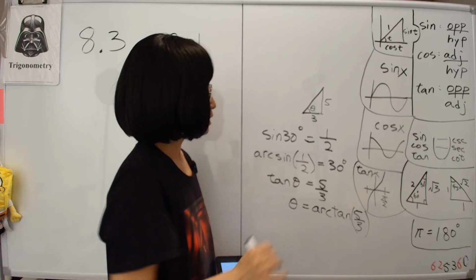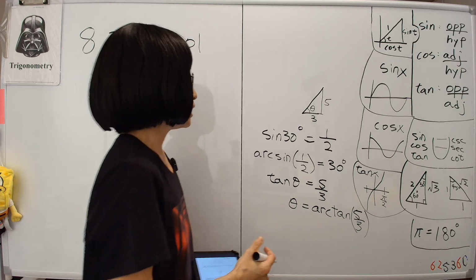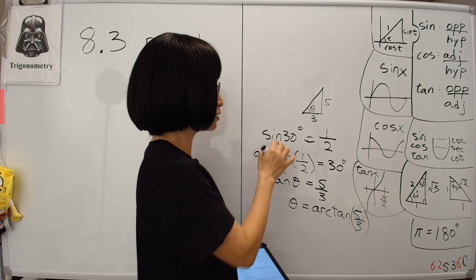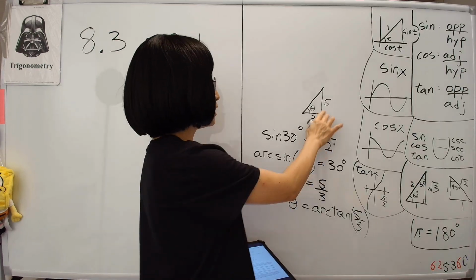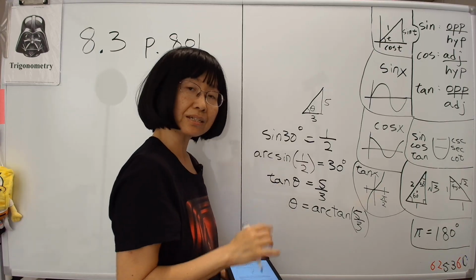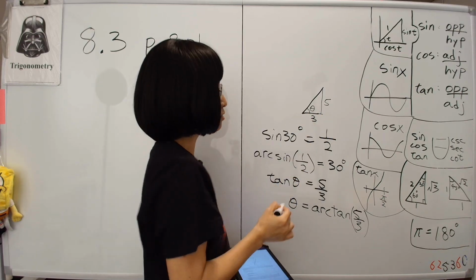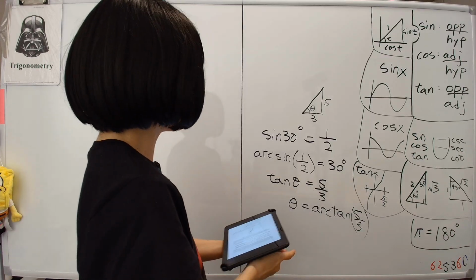That is the whole point of the inverse function. Now that we know how to use the trigonometric functions and figure out what the sine, cosine, and tangent are, we can use the arc functions, the inverse functions, to figure out what the angles are. That is the purpose of inverse functions.